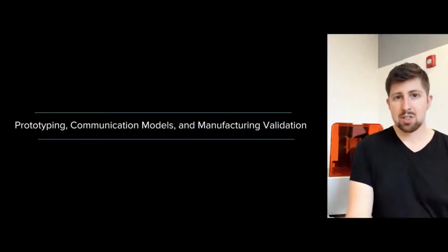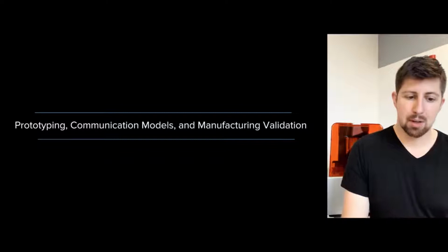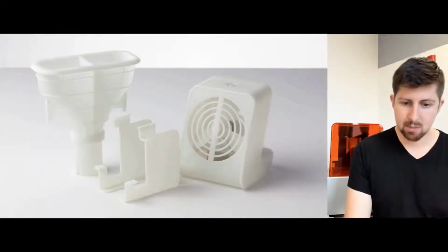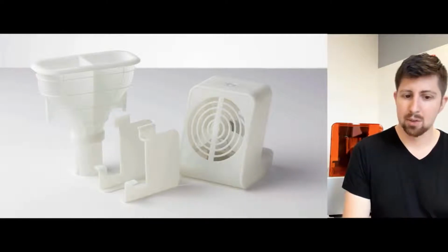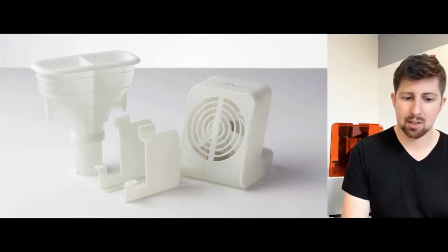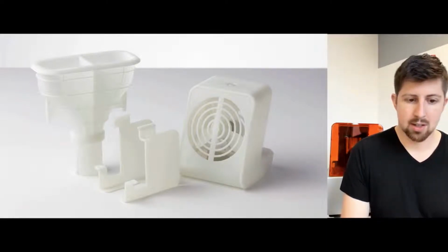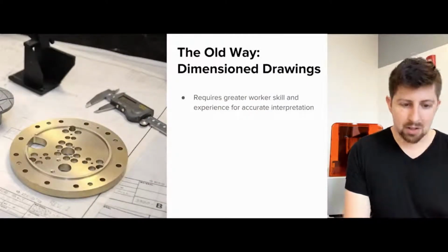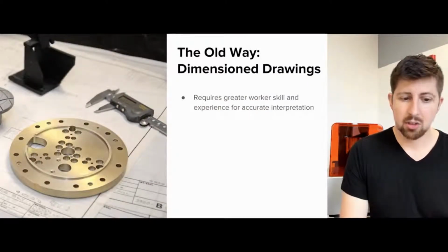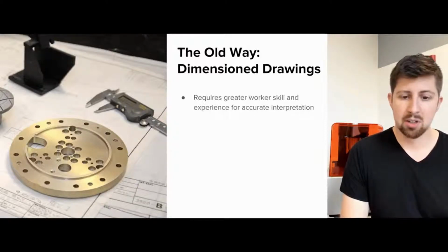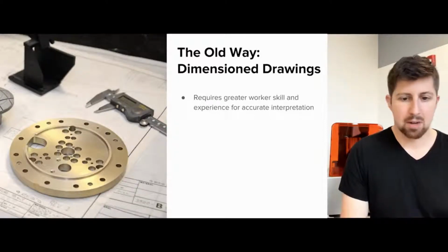So first application we're going to talk about today is prototyping, communication models, and manufacturing validation. As I mentioned, prototyping has been an application for a long time for 3D printing, particularly for SLA, because you can get those really thin walls and fine features and things that you're familiar with for plastic part design. But also it gets used for communicating, whether it's internally with your own manufacturing team or externally with your customers, to communicate on things that might need to change from a DFM perspective.